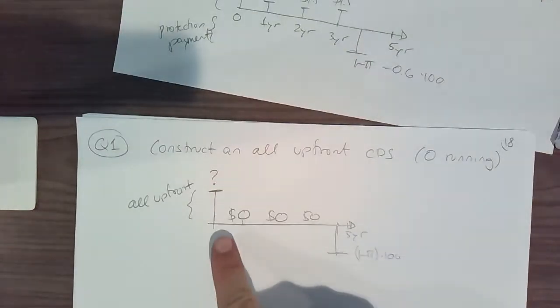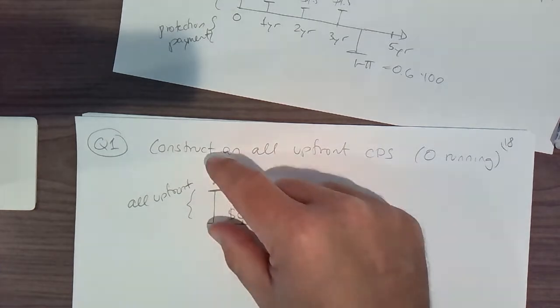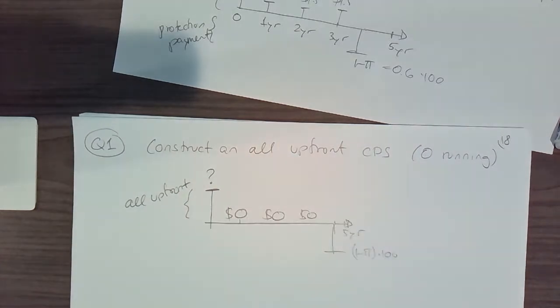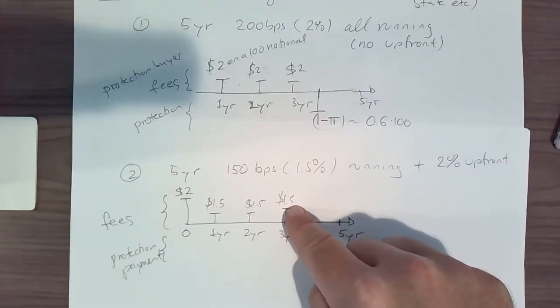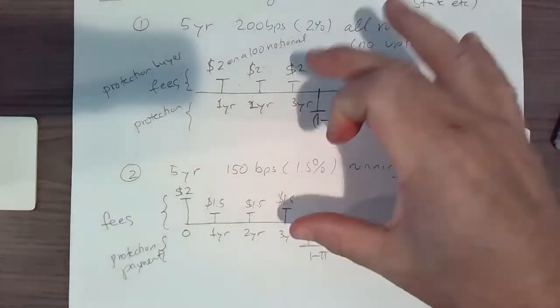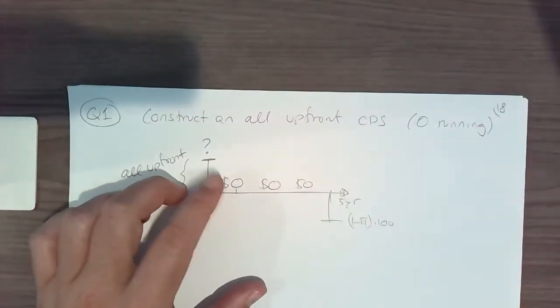I want to create a contract that has zero fees after the initial point. It has all the fees up front. So I need to buy or sell a number of this one, and I need to buy or sell a number of this one, such that when I combine the two diagrams, I'm going to get the diagram that I have down here.